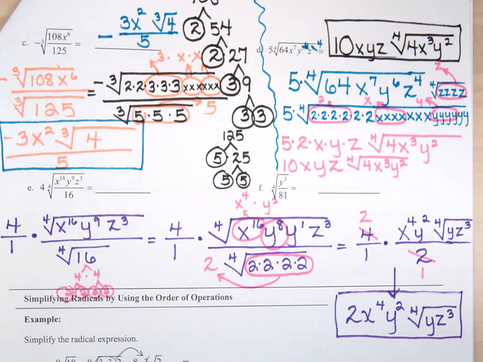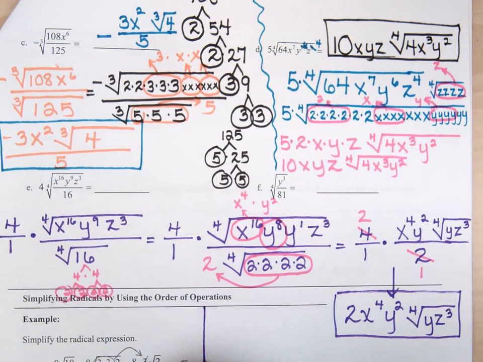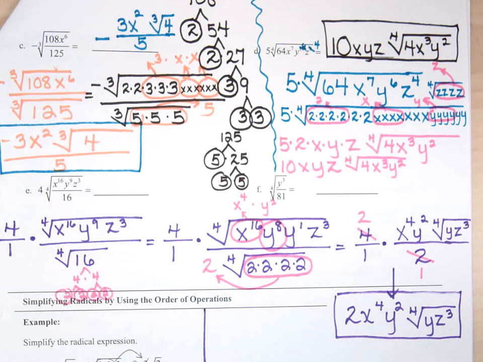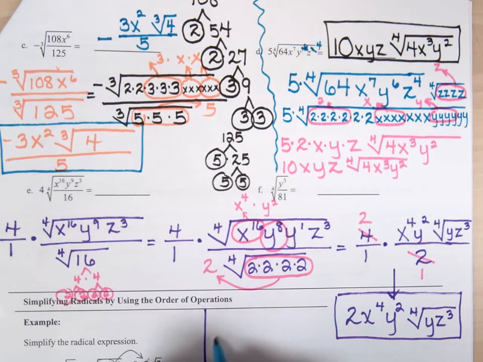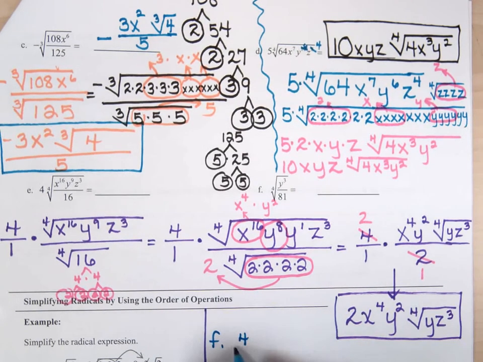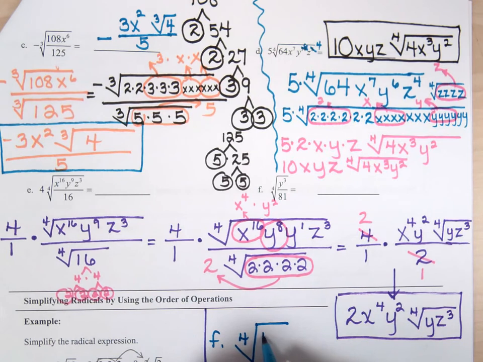So let's bring f down here, since we kind of jacked its room, didn't we? So f is the 4th root of y cubed over 81. And this is just a one-step problem. That's why I moved it down here.